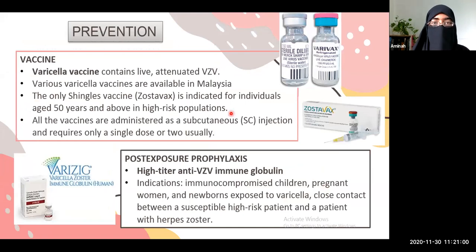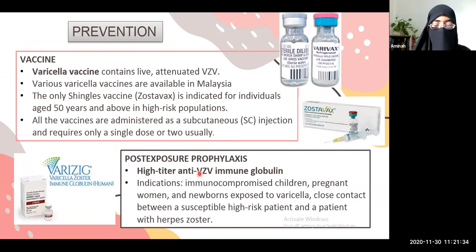Right, so I included the prevention in here. Both varicella and zoster have safe and effective vaccines available in Malaysia. For varicella vaccines, there are various types available. For the shingles vaccine, there's only one, which is Zostavax, which is indicated in individuals above 50 to 60 years old and in high-risk populations. All the vaccines are administered as a subcutaneous injection and usually require only a single or double dose.